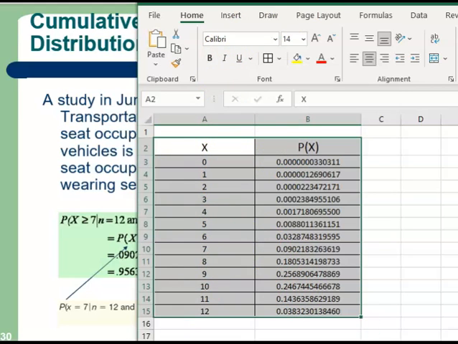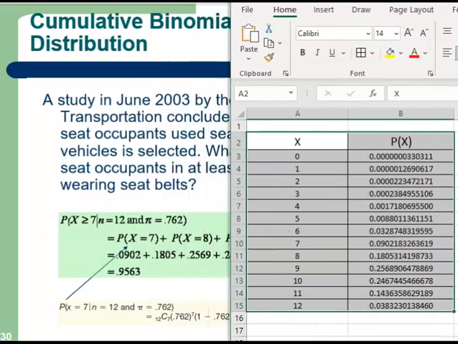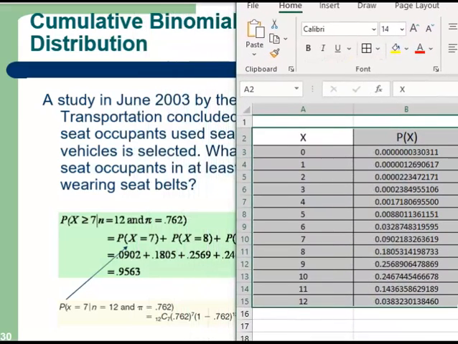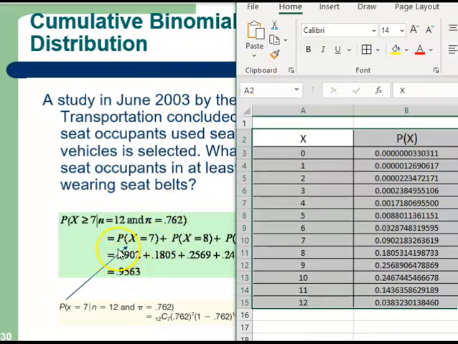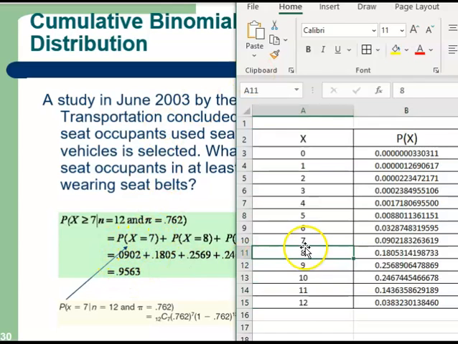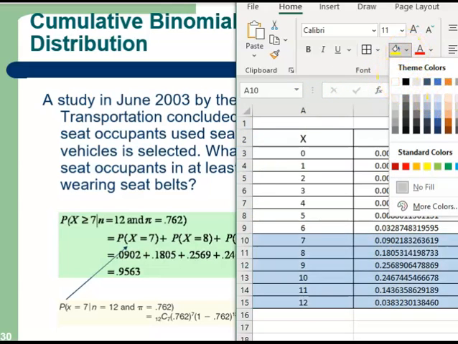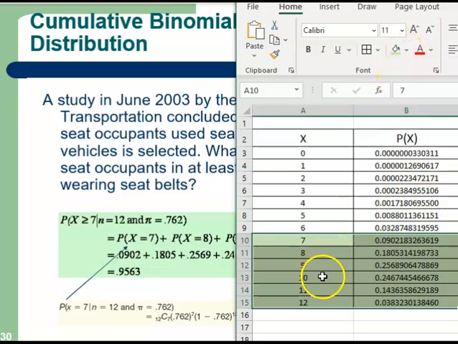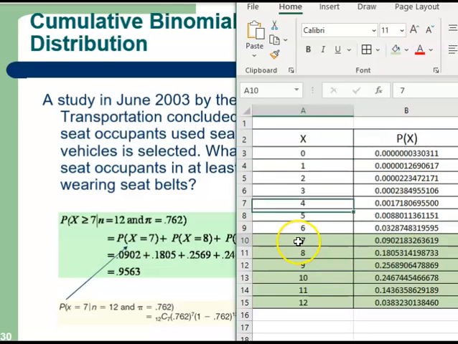Now let's look at my values versus the values on these slides. So probability of x equal to 7. So 7 is here. 7 to 12, right? 7 to 12. Let me highlight it with a maybe different color. Alright, 7 is 0.0902, 0.0902, nice.